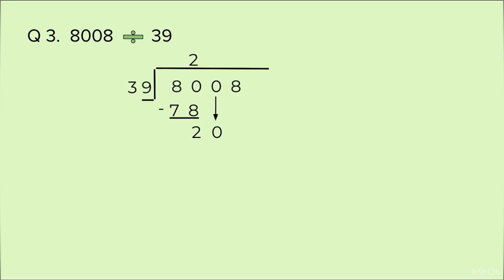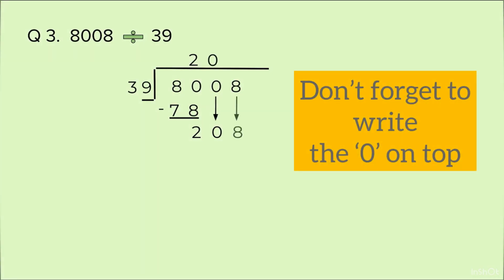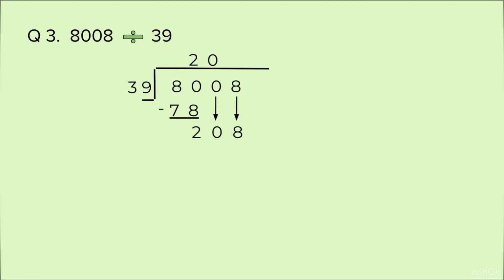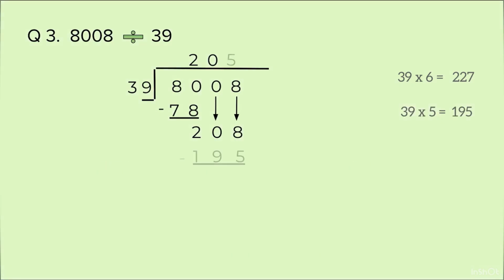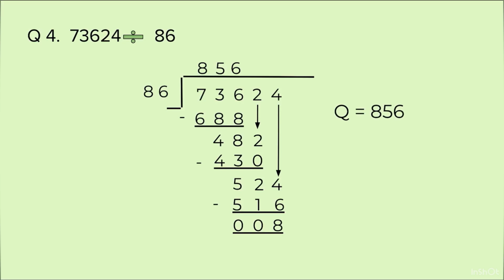20 is smaller than 39. So we write a 0 on top, we bring the next digit down. We have 208. We hide the last digits, 8 and 9. So now we are left with 20 and 3. 20 will go 6 times. So we'll multiply by 5, 195. And we subtract, we are left with 13 remainder. Quotient is 205, remainder is 13. Question 4. Quotient is 856, remainder is 8.